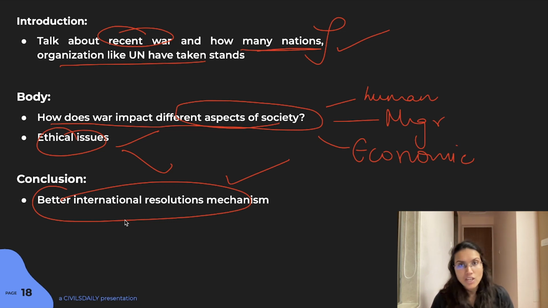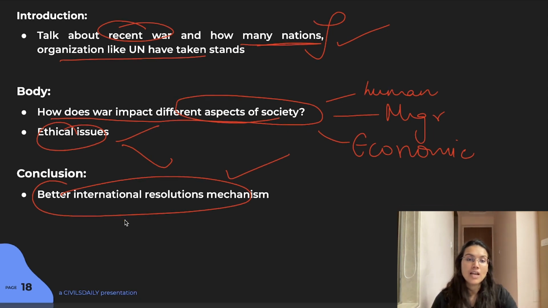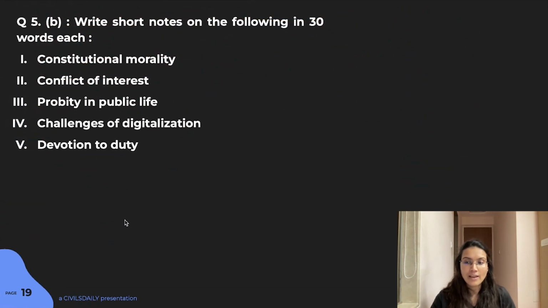We can have a proper litigation system where troubles can be tackled beforehand. United Nations can play a better role here. So these kind of things can be done here with respect to taking care of war related issues.